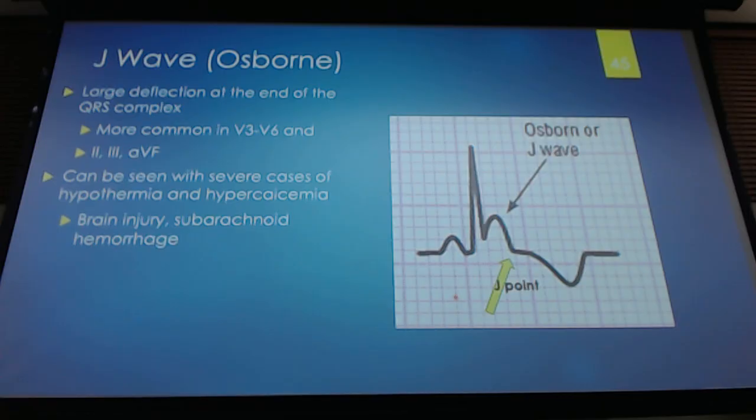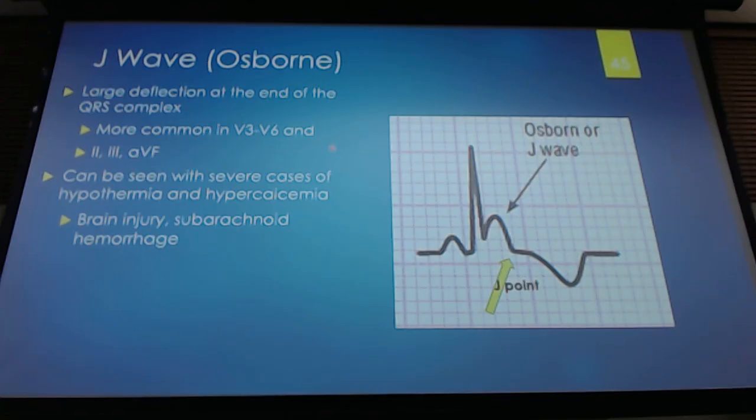So you're not going to see this very often, but if you see it, you want to think about things like something wrong with the electrolytes, like calcium, or severe hypothermia. So an older person or even a younger person found down, unconscious, so they can't tell you anything. You do an EKG on them, and you see this J wave, you better get a core temp on them. You better get some labs on them, because that's an indication of something going awry.